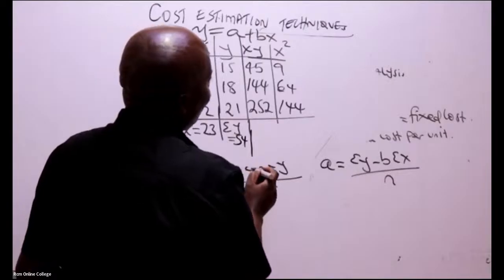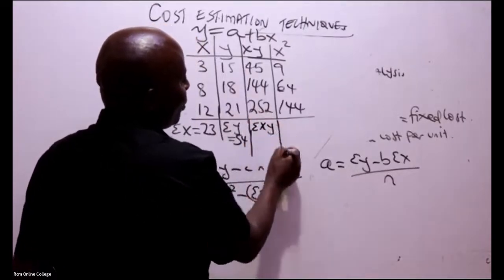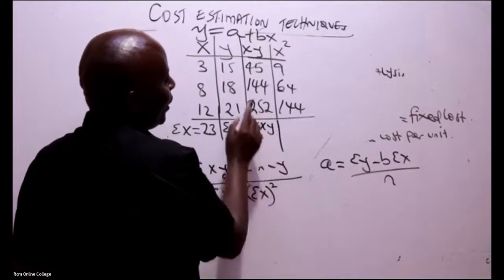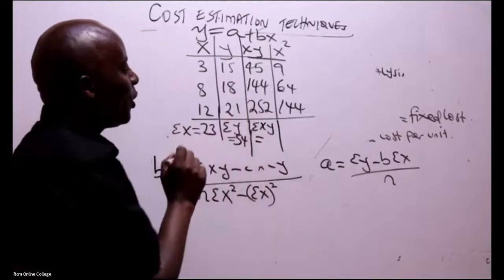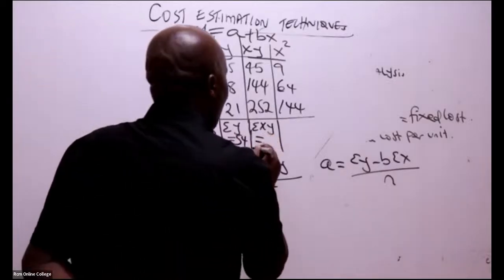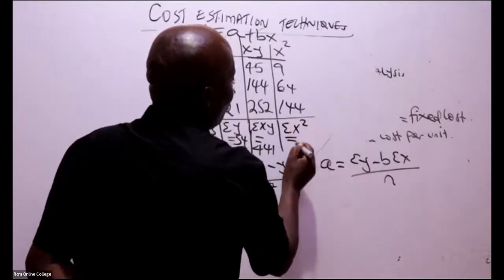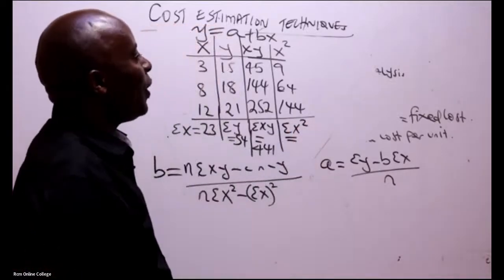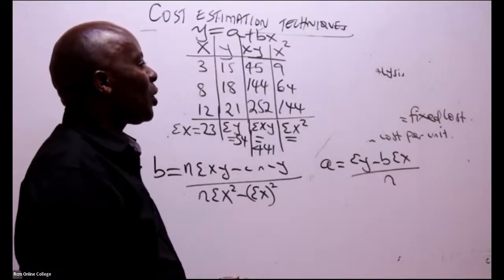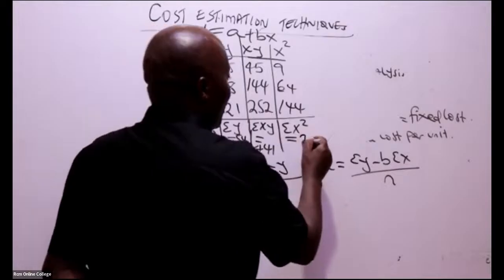From there, ladies and gentlemen, we have here summation of xy. So summation of xy equals, you're adding 45, 144, 252. What do we have there? 441. Thank you so much. And then lastly, we have summation of x squared. So summation of x squared, we have 9 plus 64 plus 144. This gives us 217.